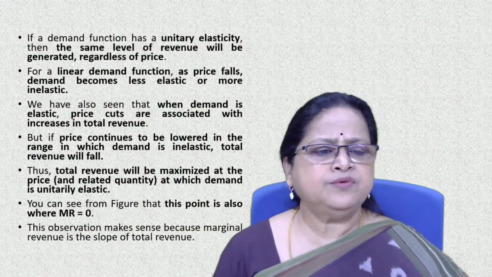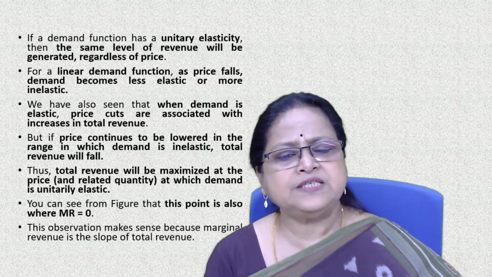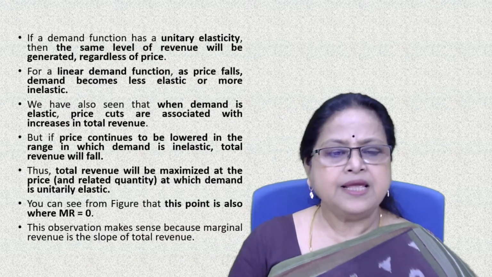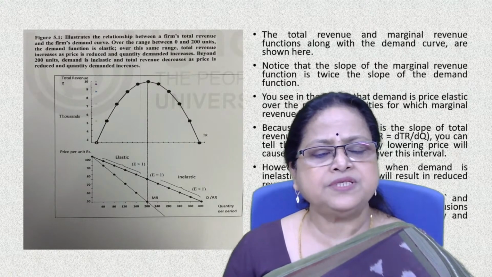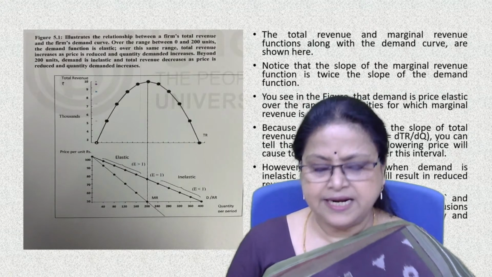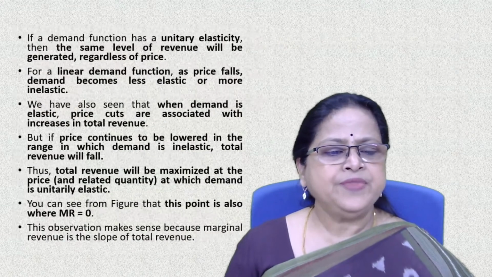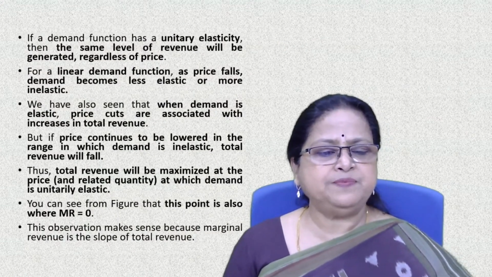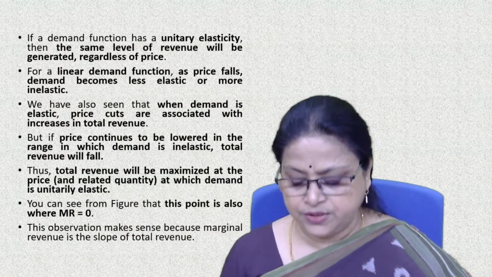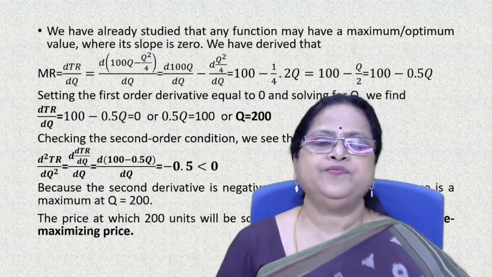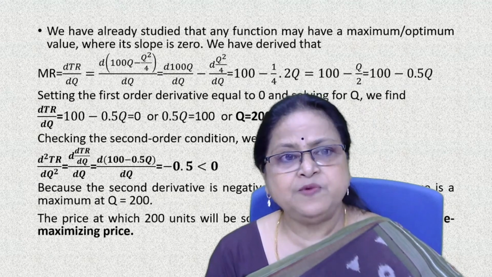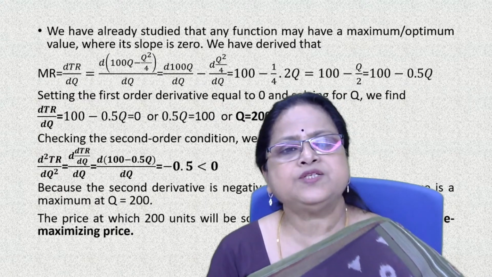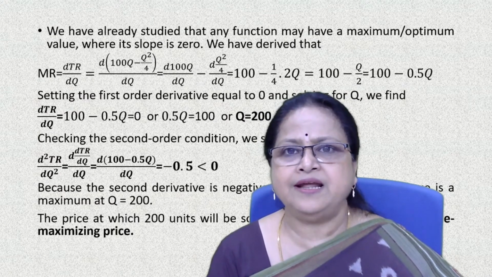Now, we can see from the figure that this point is also where MR is equal to 0. The marginal revenue curve is cutting the x-axis at that point, at 200. Okay. Now, this observation makes sense because marginal revenue is the slope of total revenue. We have already studied that any function may have the maximum or optimum value where its slope is 0. That is known as the critical value.